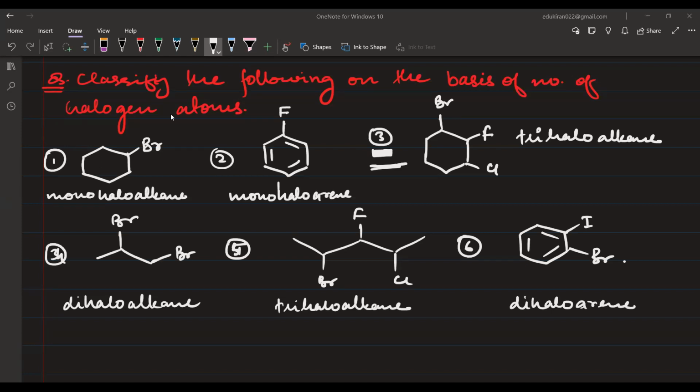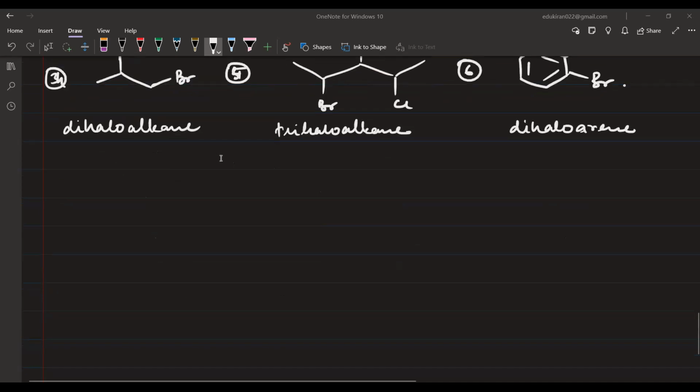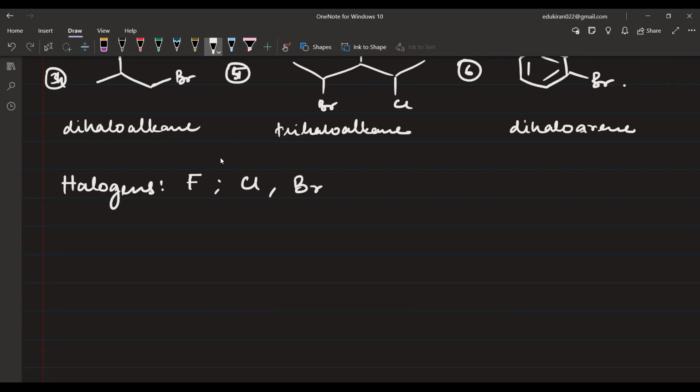Okay, and then now let me tell you guys the halogens. Okay, what are the halogens? I hope you guys know this: fluorine, chlorine, bromine, iodine. Okay, so if any of these is attached on an organic molecule, it is known as haloalkane.